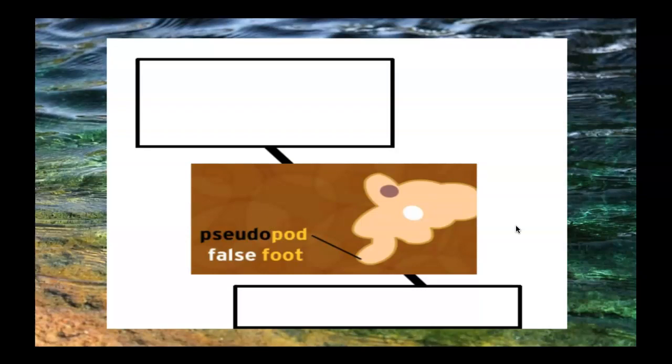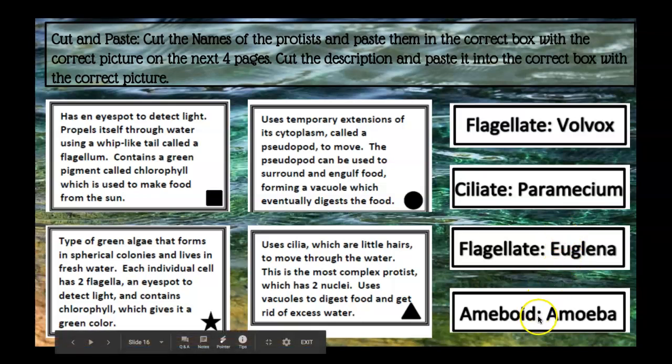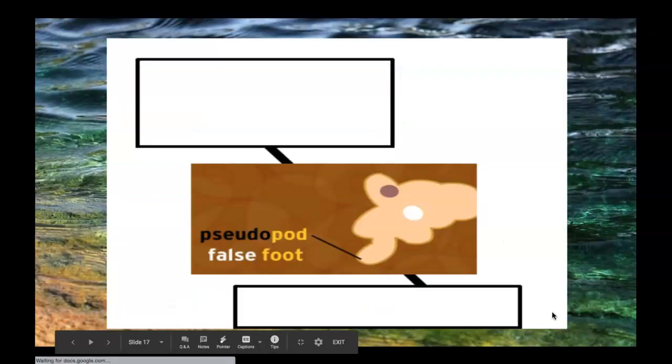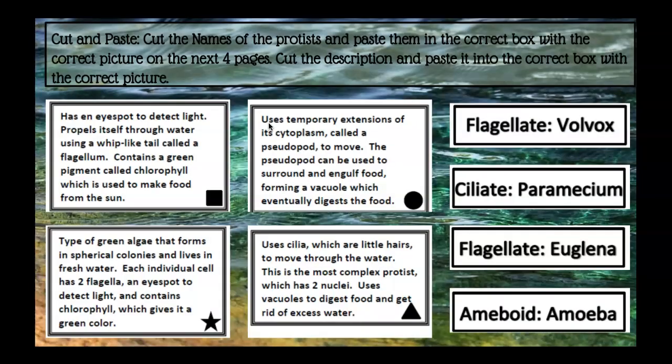An amoeba is the specific organism that has pseudopods. So you'll go over here, you'll find where it says amoeba right here. It's considered an amoeboid. So you would click on this and press copy, and then you would paste it down here in this little box. And then up here is where you're finding the description of a pseudopod or a false foot.